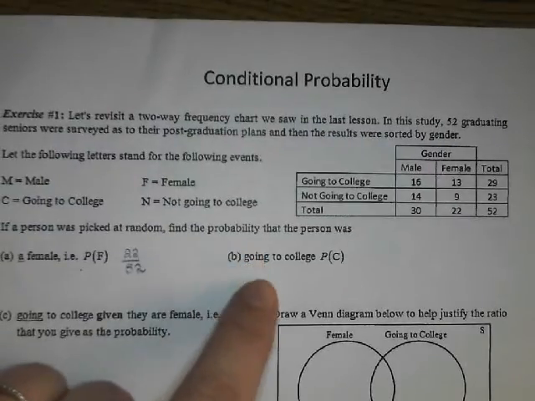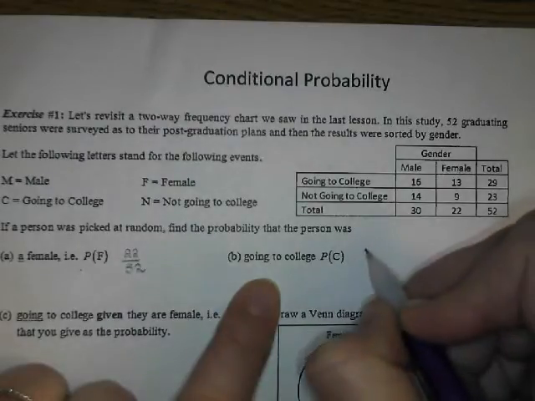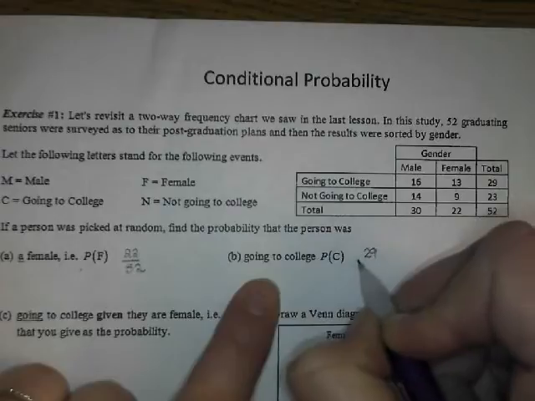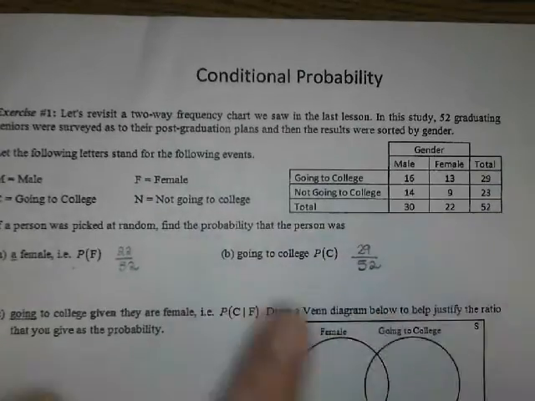Probability of going to college, Jake Clancy, what's that? 23. Around 29. I want the probability, though. I'm not going to walk you through it quite. 29 out of 52. Perfect.